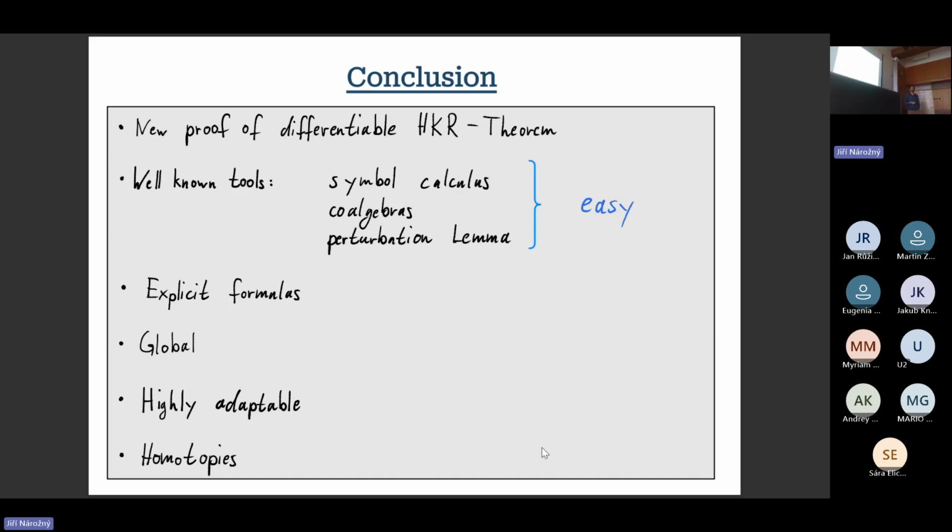It really helps if you can compute primitives of closed forms. So I hope I showed you that with really easy techniques, we can actually improve the HKR theorem and obtain some new results. Thanks a lot. Thank you very much.